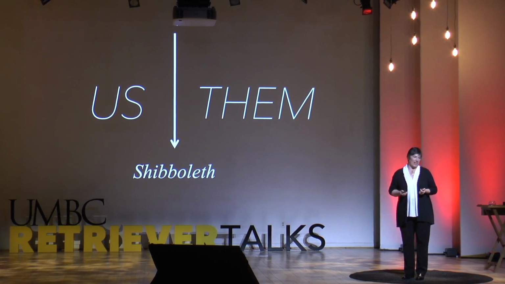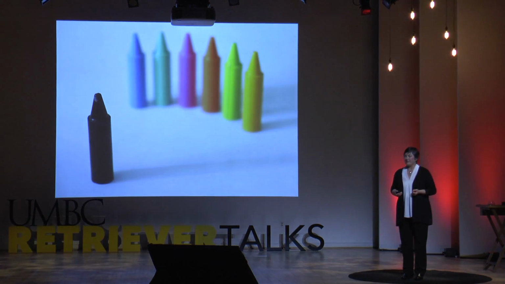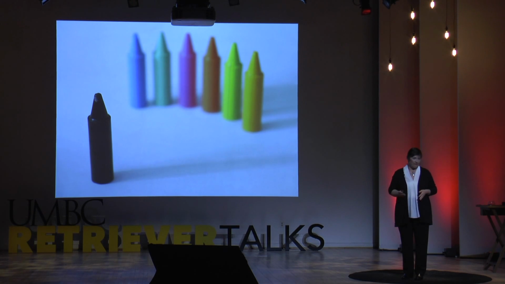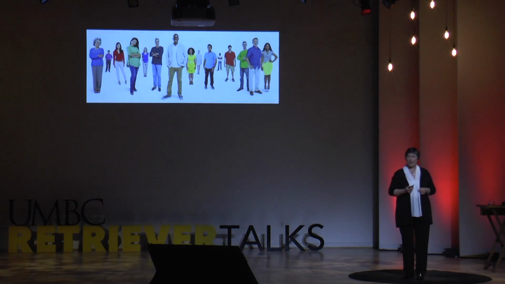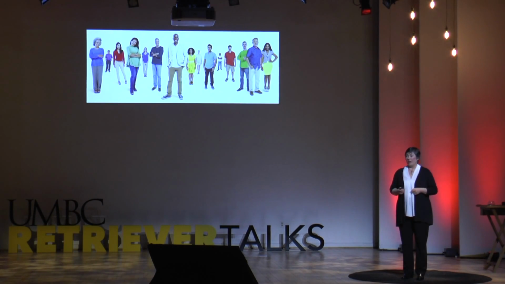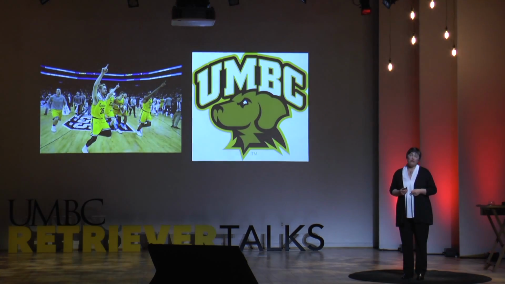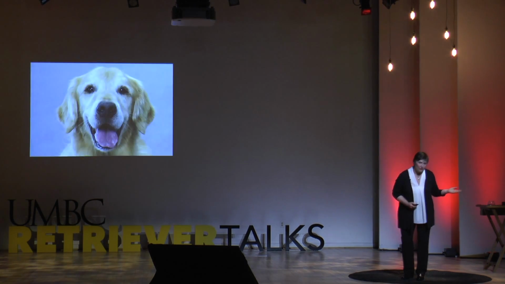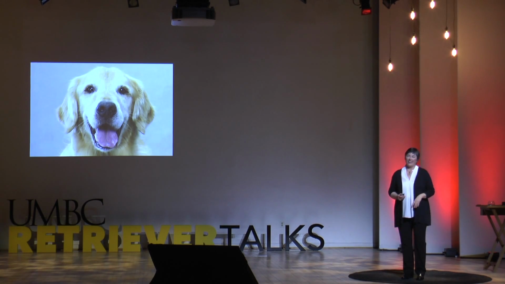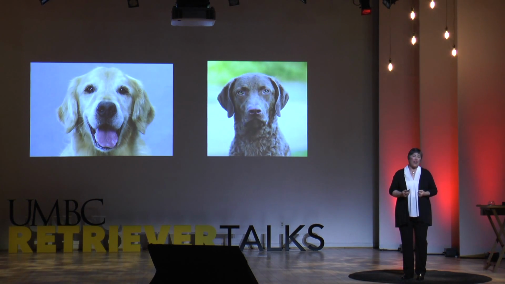Humans are tribal by nature. And we have a variety of ways of doing this sorting of people into us and them. And language is just one of them. Some of the other ways we do it are by the way we dress, by where we live, by where we went to school, by which sports teams we root for, and of course, knowing that the mascot is not a golden retriever. Come on. It's a Chesapeake Bay retriever.